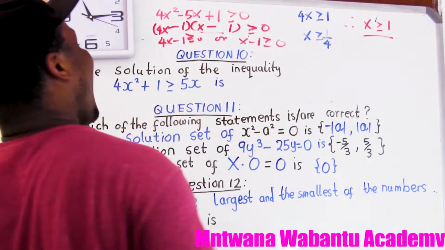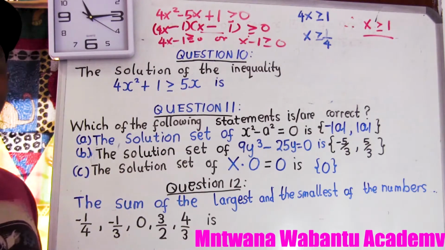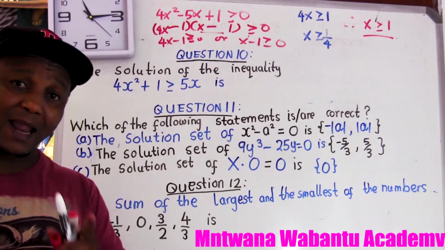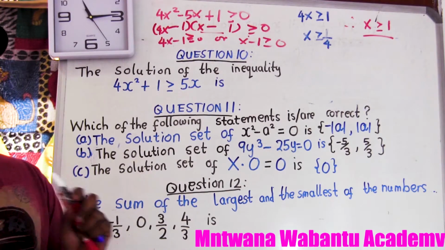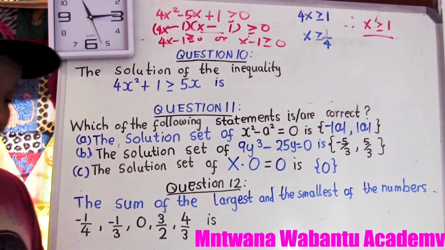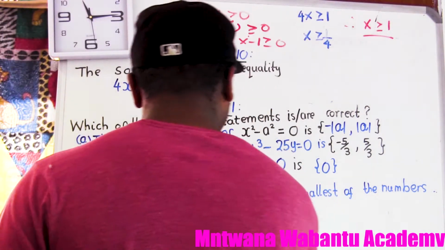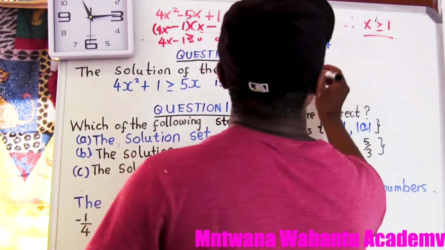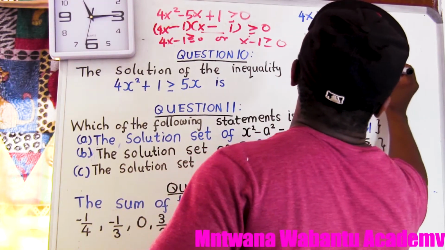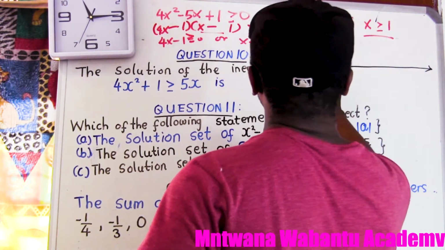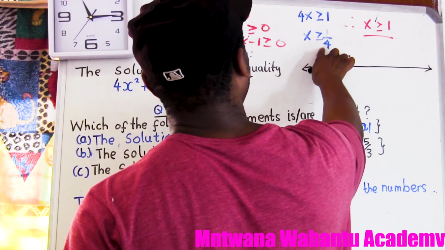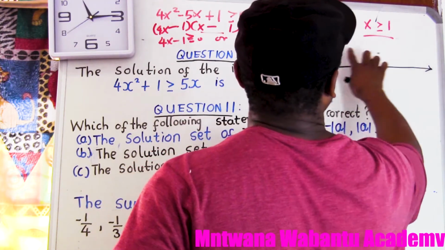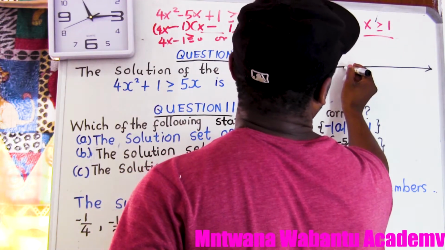So this is not your final answer. I'll tell you why. You're going to have to test now. Like I said, you have to test on your number line to see which one is going to be true and which is not going to be true. So we're going to draw a number line here. Draw your number line and plug in your values. Equal or greater than 1/4 and 1. So 1/4 we know is on the left.